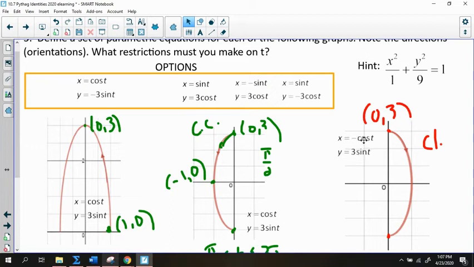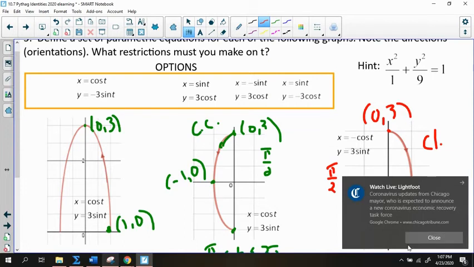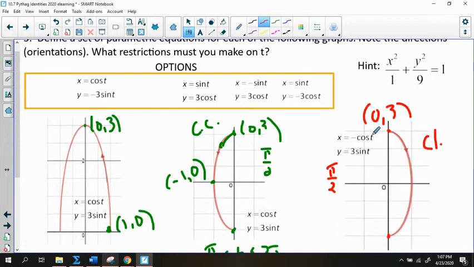If I put pi over 2 in for this one, cosine of pi over 2 is 0. So that works for the first point. If I put, let me write this down. So again, if I use pi over 2 as my starting point here, if I go to pi, so I use pi here, cosine of pi is -1 times another negative gives me a positive. So this problem works for this time interval.